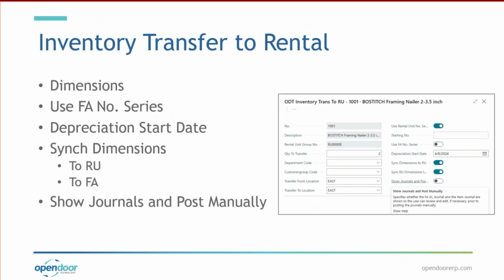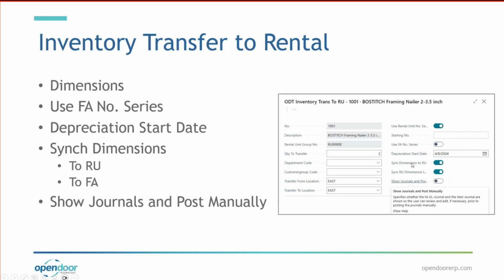We can add a depreciation start date because we know when we add that fixed asset, it's going to ask us to acquire it. And we're going to set up some depreciation settings as well in the journal, in the template. And then we have the option to sync dimensions from this page to RU, the rental unit. And we also have the option to sync the rental unit dimensions to the fixed asset. So these, again, are mutually exclusive. You don't have to do both or any of them.